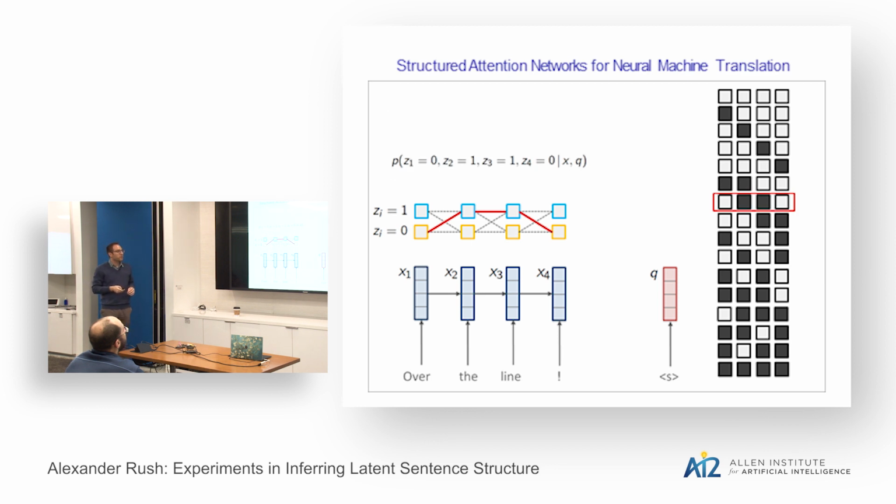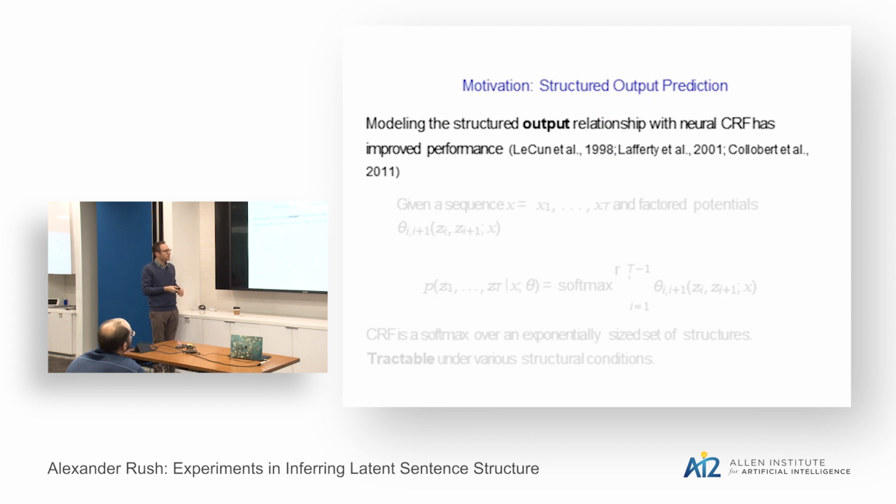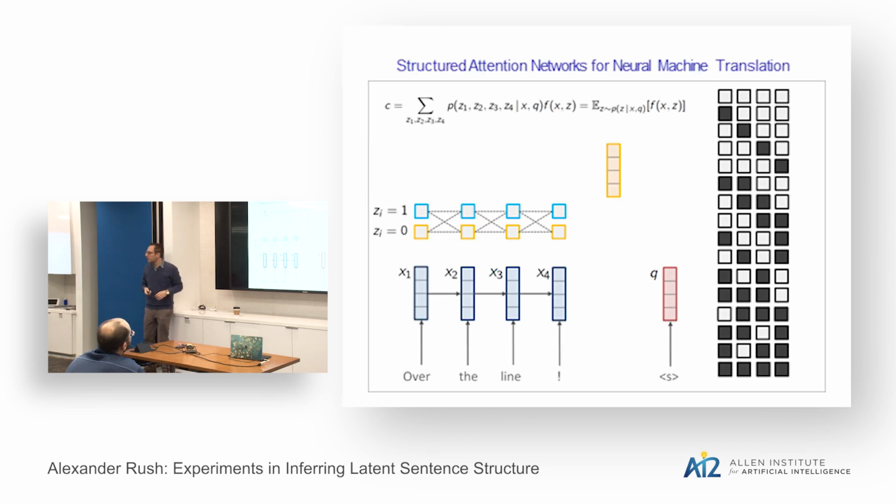So here's one choice we might make. We pick the middle two words. Here's another. And depending on which we take, we'll end up with a different context vector, which will get used for our output. Cool. Any questions about the motivation?